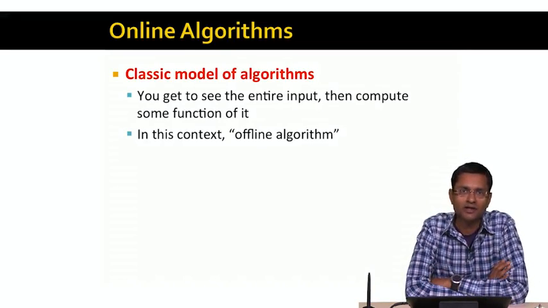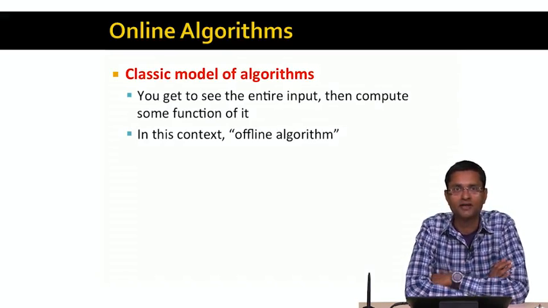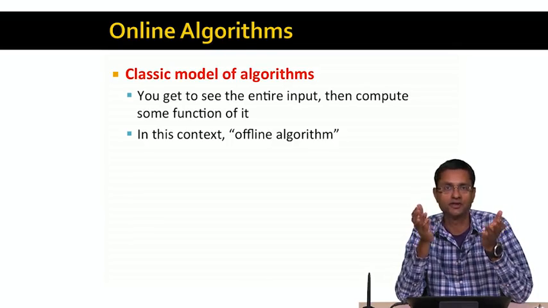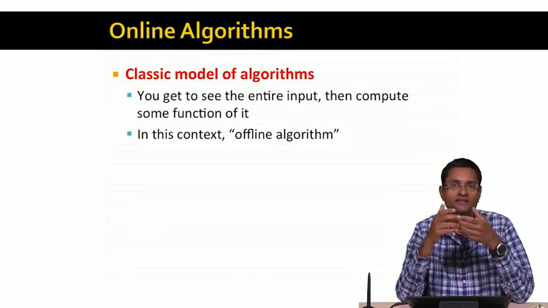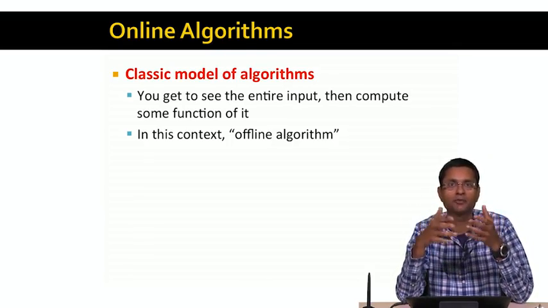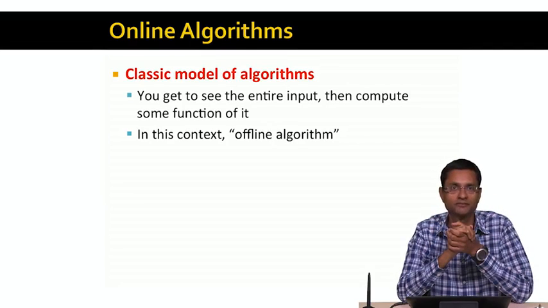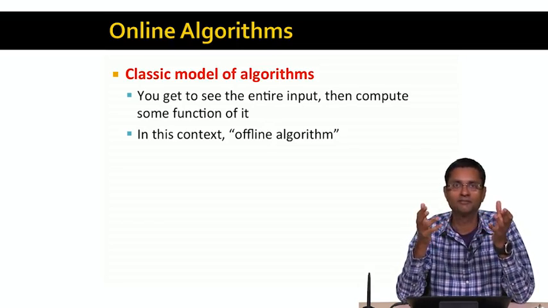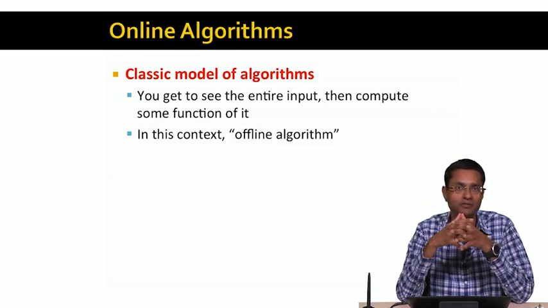Now, in the classic model of algorithms, which we're all familiar with, you get to see the entire input, and then you compute some function of it. For example, you might be given a set of data points, and you might want to compute clusters on those data points. In this context, we call the classic model of algorithms an offline algorithm. An offline algorithm has access to its entire input data set.